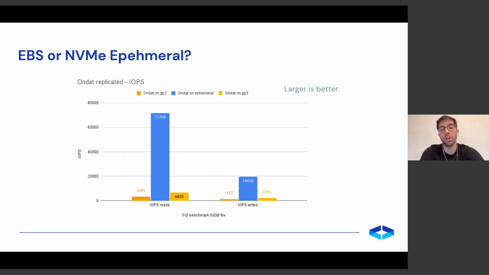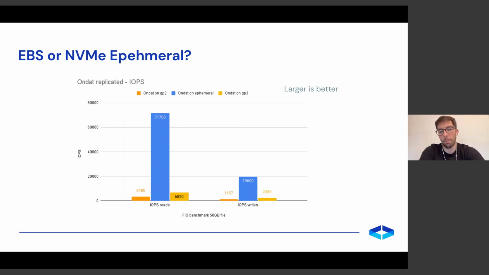And we're going to compare using Ondat on EC2 instances that have a backend disk of GP2, an EBS type, using in blue the NVMe, or what Amazon refers to as ephemeral disks. Some types of instances on EC2 allow you to mount the NVMes of the physical host, and on GP3. So now all the volumes are replicated, and we will see the difference between reading and writing to different backend storages.